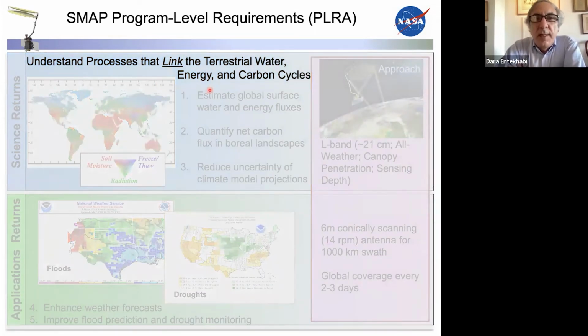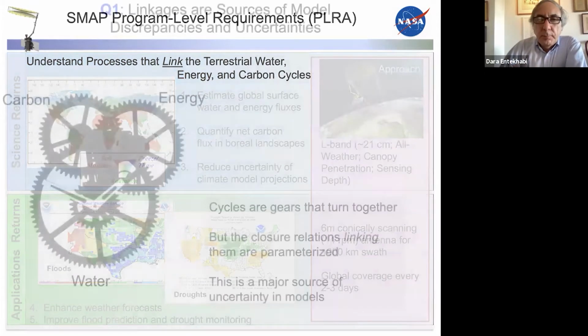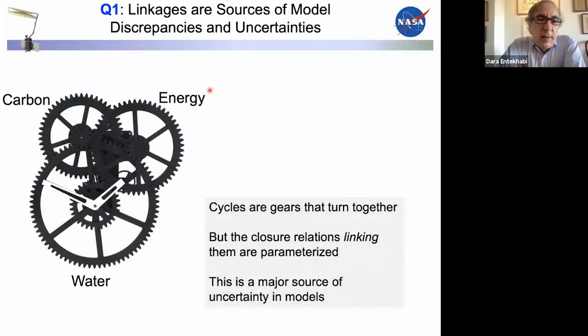How are processes that link the 3 main metabolic cycles of the climate system work together? The way I sort of see them working together is that they're like gears in a clock. They turn together, but how they're linked together, the closure relationship between them, basically the diameter of the gears and the size of the cogs, these are what we parameterize in models.